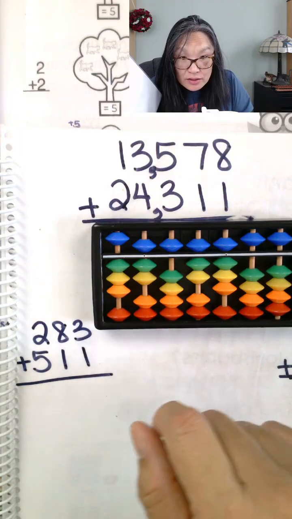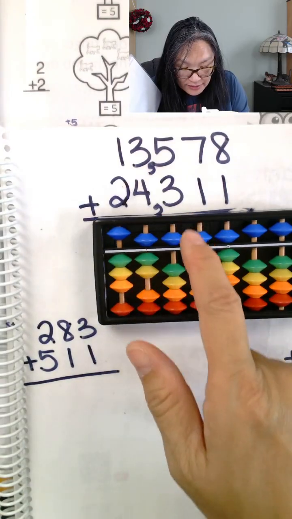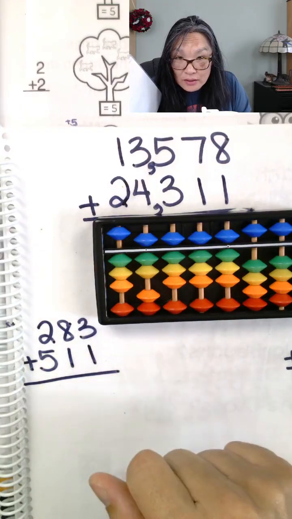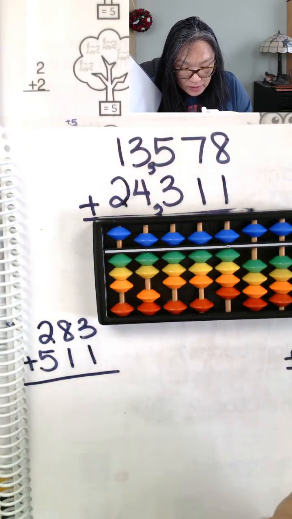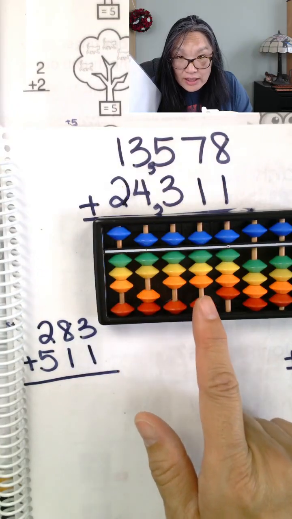Right? And then can I add the 3? Yes, I can add the 3. Can I add the 1? Yes, I can add the 1. And then when I add another 1, I'm going to add another 1. So my final answer is 37,889.